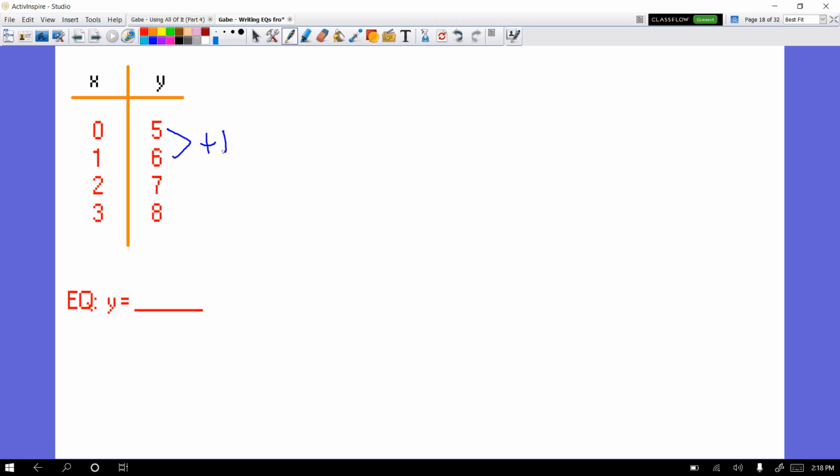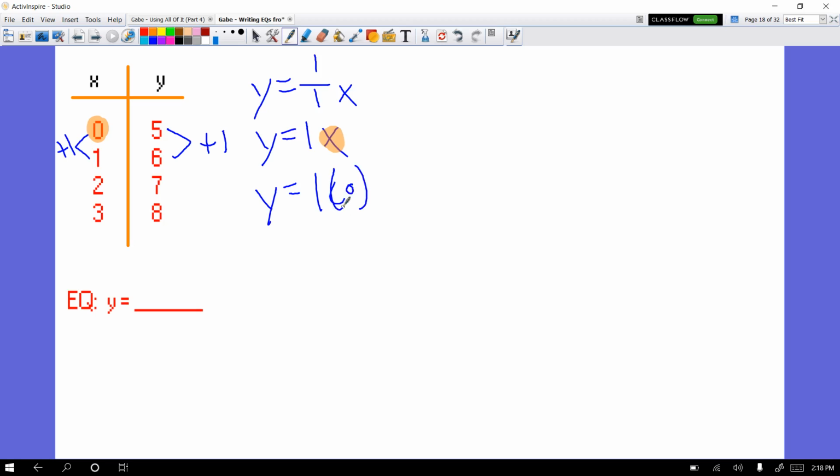Plus 1, plus 1, y equals 1 over 1x, or y equals 1x. Same thing. I'm going to choose my 0, substitute it in. Y equals 1 times 0 is 0. How do I get to 5? Should be 5. I add 5. Now I'm going to take this equation, and I'm going to check my answer.